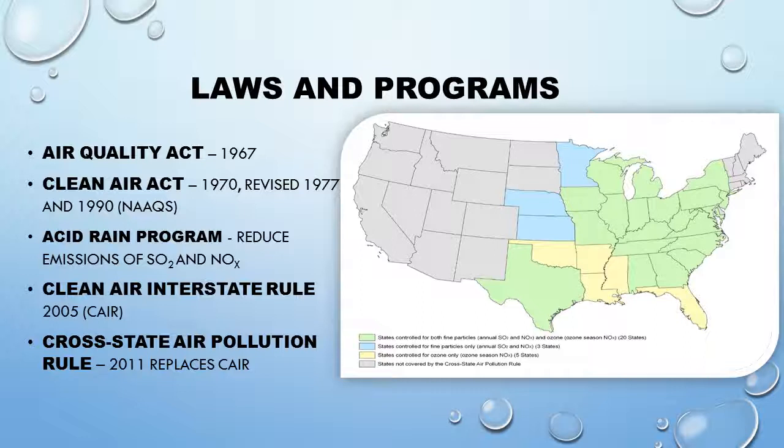In 2005, the Clean Air Interstate Rule was created. It basically was called the Good Neighbor Act, and it covered 27 eastern states and the District of Columbia. It focused on these states because these were the states where coal mining and coal power plants were the most abundant.